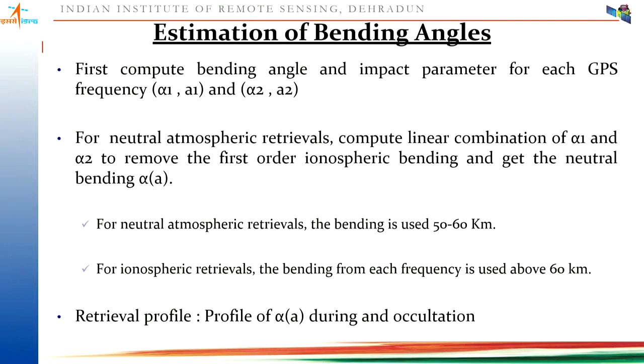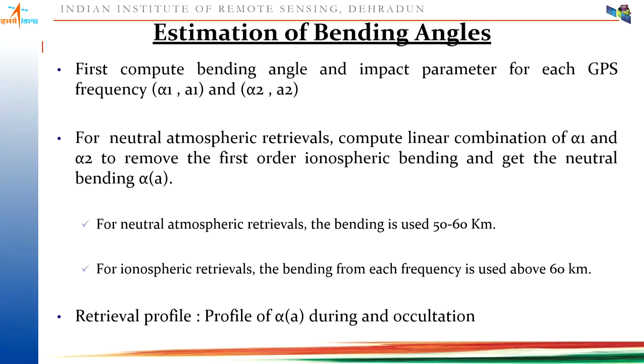So first, compute the bending angle and the impact parameter for each GPS frequency. And for neutral atmospheric retrieval, compute a linear combination of alpha 1 and alpha 2, the bending angles for both frequencies, to remove the first order ionospheric bending and get the neutral bending alpha A.